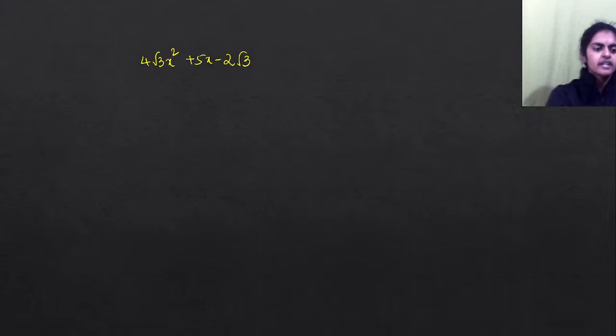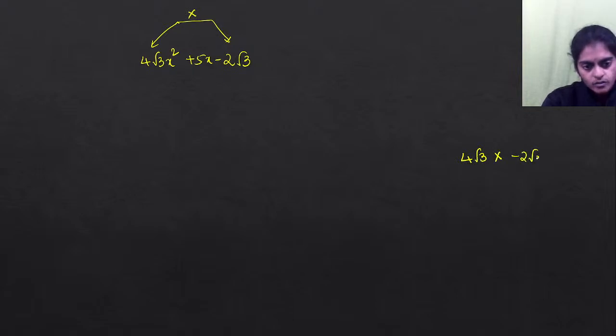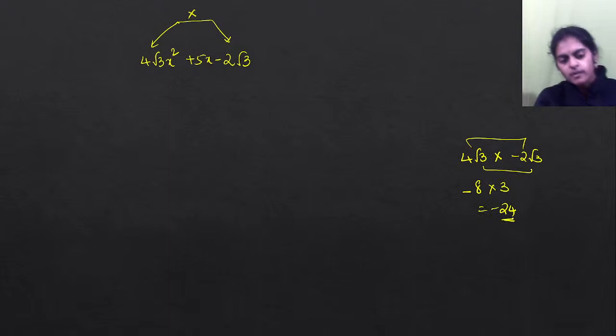Okay, we have to find its zeros. So how to do it? Have a look now. So I need to take the product of the x square coefficient and the constant. So the x square coefficient is 4 root 3 and the constant is minus 2 root 3. 4 2s are 8 and it is minus 8, and root 3 into root 3 is 3. So the value of this product is minus 24. Okay, so the value is minus 24. Till here is it clear everyone?